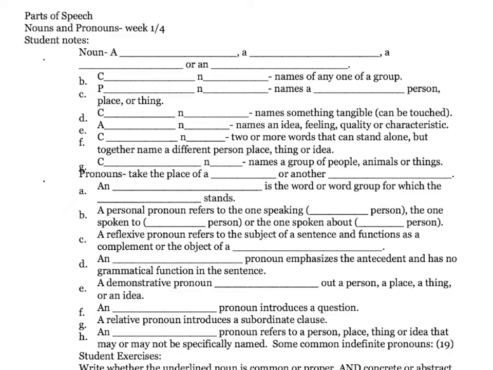So think about concrete being something that usually you've touched pretty hard in your lifetime if you've ever fallen off a bike. But that's something that you can touch. It is a physical object. But an abstract noun is going to name an idea, feeling, quality, or characteristic. So this might be love or compassion or any one of a number of different feelings or thoughts. And then a compound noun is going to be two or more words that can stand alone, but together name a different person, place, thing, or idea.